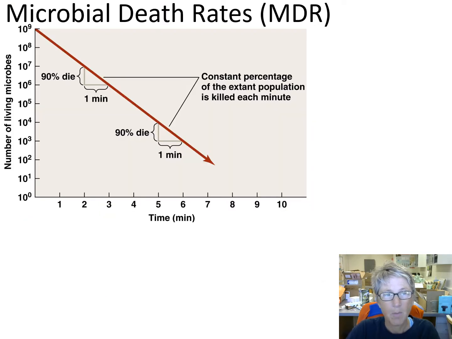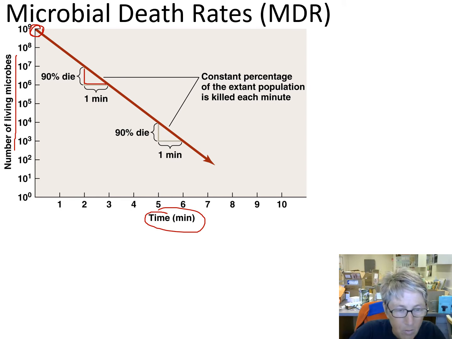All right, so let's talk about microbial death rates. So if you look at this graph, you have the number of living microbes on the y-axis, and then you have the time on the x-axis in minutes. And then it shows you, so you start here at the top with 10 to the 9th microbes. So that's a billion microbes. And in each minute, this graph shows for every minute, 90% of the microbes that are on that surface you're trying to kill will die.